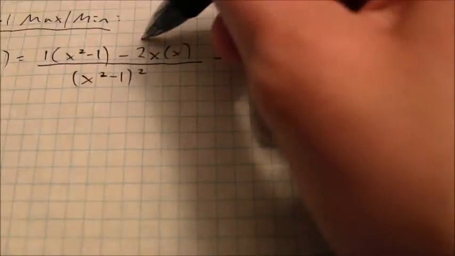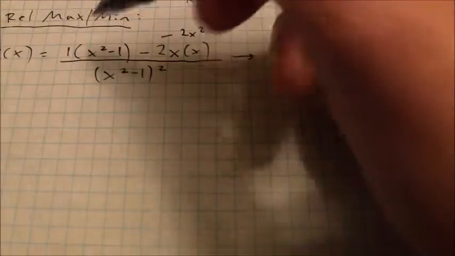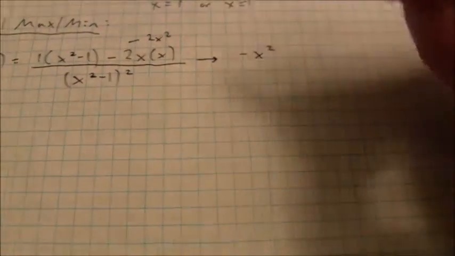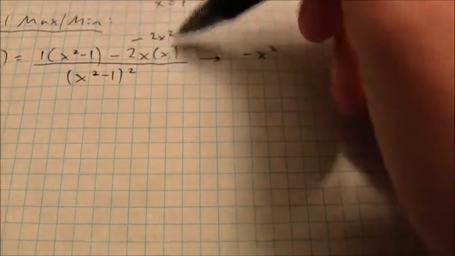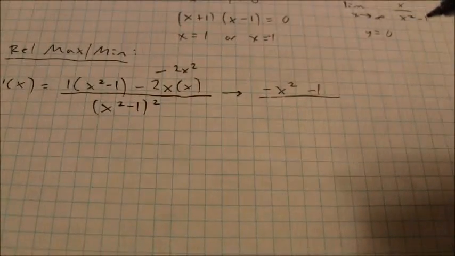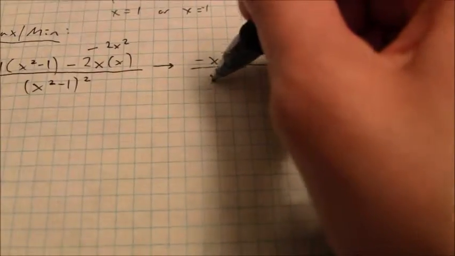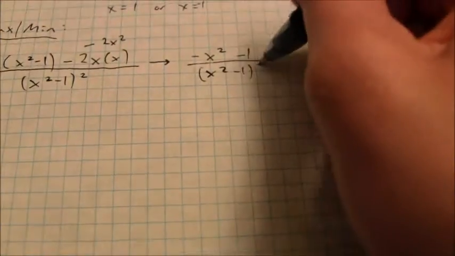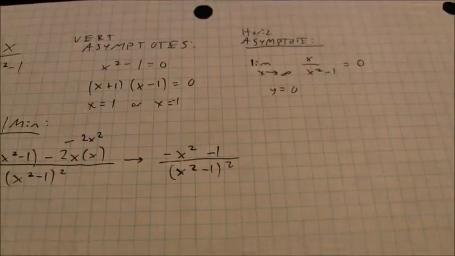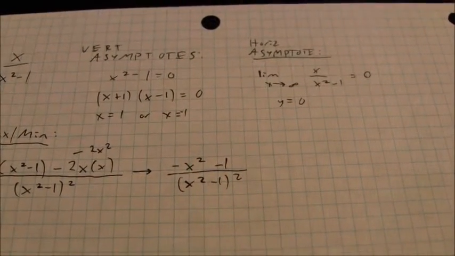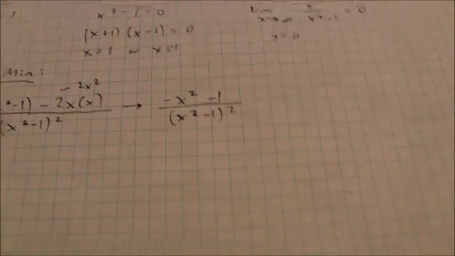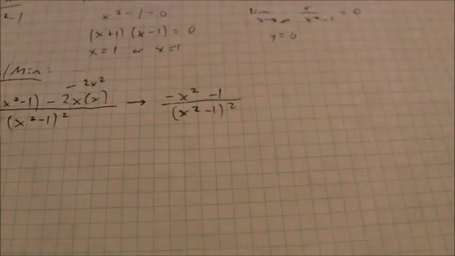In this case, that's going to be a negative 2x squared. So 1x squared minus 2x squared is going to be negative x squared. I have a negative 1 here, nothing else being subtracted. So negative x squared minus 1 is my numerator. And then my denominator is going to stay x squared minus 1 squared. And you're really going to have to use some common sense to decide whether or not you need to multiply that out or leave it in factored form. And it really just depends on what you're trying to accomplish. But in this case, I'm going to leave this in that form.